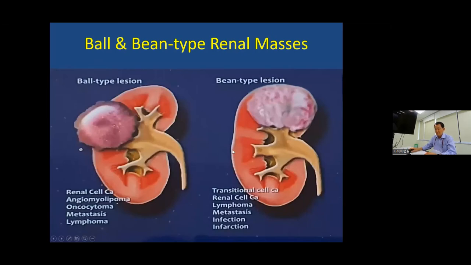Okay, in English, that's called ball type lesion. That's usually renal cell, angiomyolipoma, oncocytoma, metastasis, lymphoma. But bean type, this inside, bean type: the transitional cell, a certain type of renal cell, lymphoma, metastasis, infection, infarction. Okay. So ball versus bean sounds, practically it's not easy. But this is what they initially described.